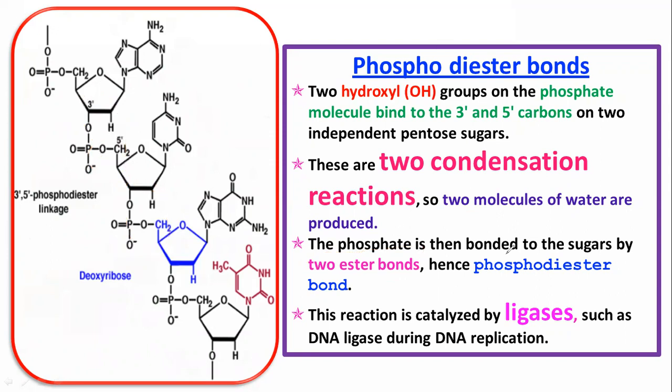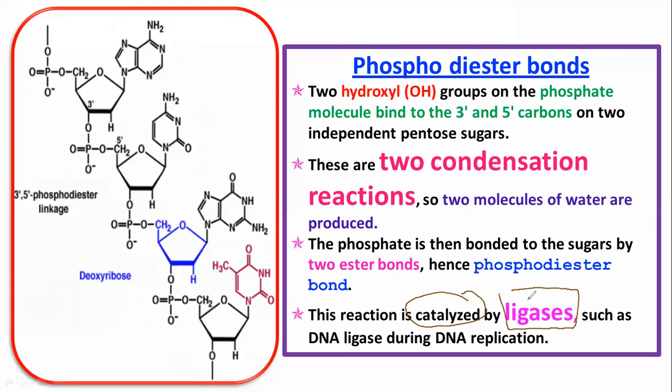That's why we use the term phosphodiester, meaning 2 ester bonds. And this condensation reaction is catalyzed by enzymes. There is an important enzyme called ligases.